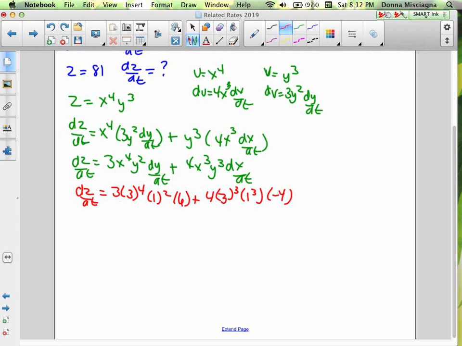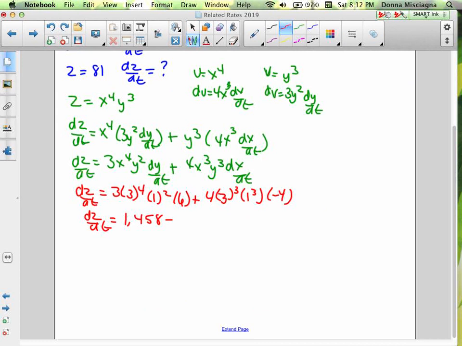All right, so dz dt equals, this would be the same as 3 to the 5th. That's going to be, excuse me, 243. The times 1 isn't going to change that. 243 times 6 is 1,458. And it's going to be a minus because we have one negative there.